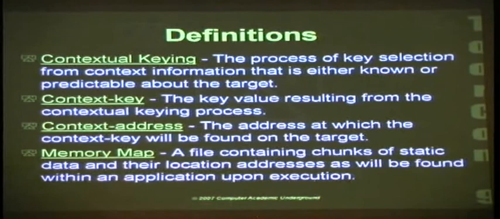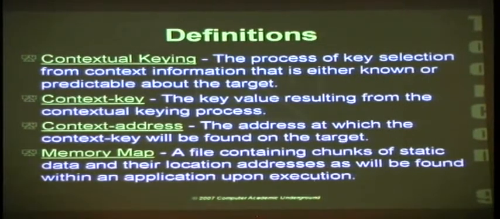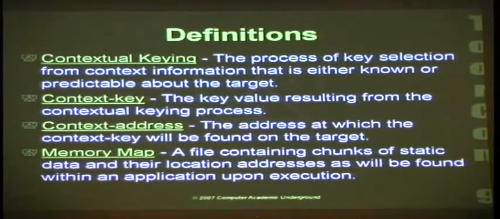Some quick definitions of what I'm going to be talking about. Contextual keying is the process of key selection from context information that's either known or reproducible from the target. The context key is the key value which results from that process. The context address is where the context key is going to be located at the target. And a memory map is a term I came up with to describe a file containing chunks of static data and their location addresses as found within an application.